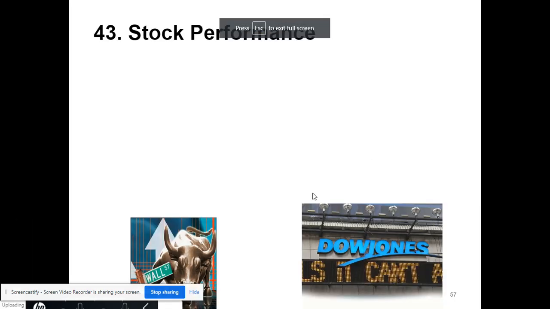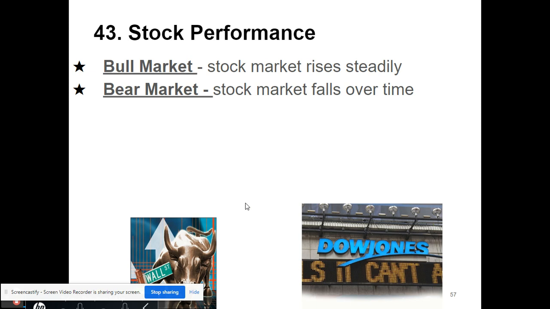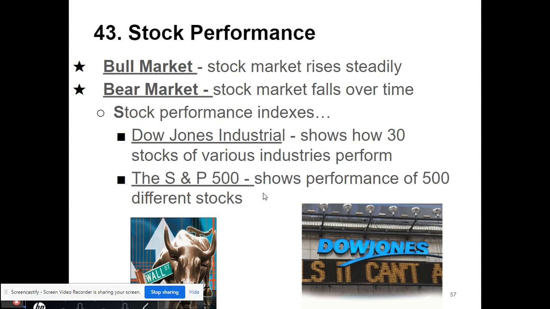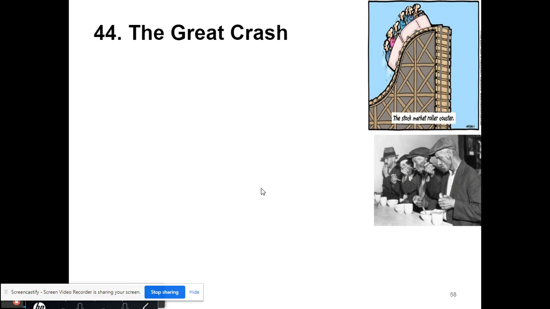Let's see if I cover everything. Wall Street loves a bull market, hates a bear market. That's why you got a bull in Wall Street here, and they are up because it's doing well. Dow Jones Industrial Average, top 30 stocks, S&P 500, 500.